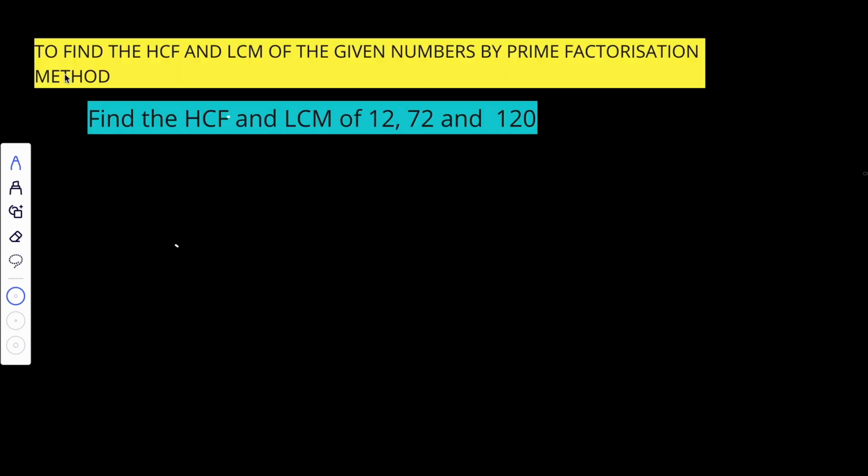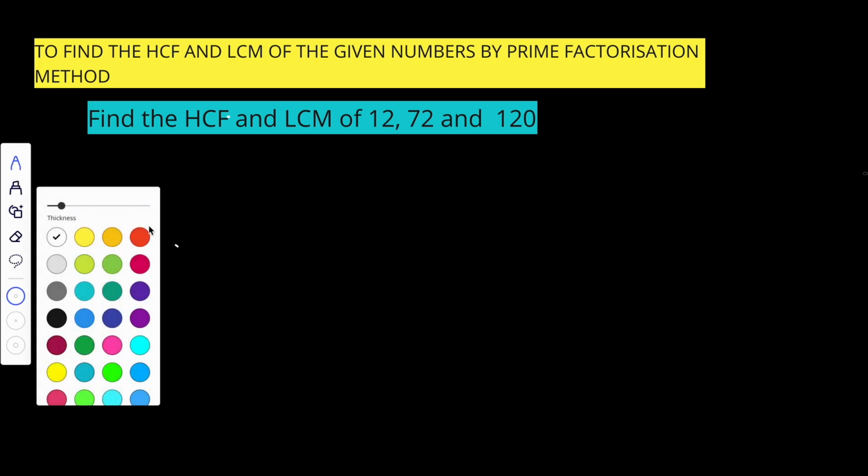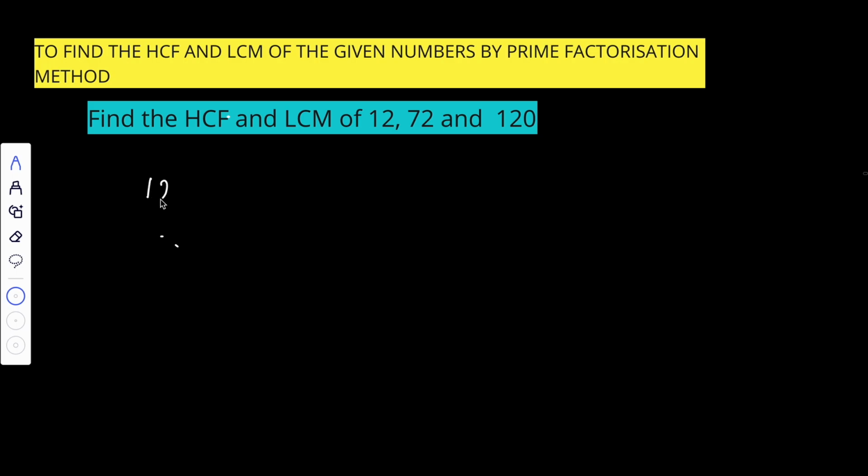Now we'll go to the next topic, to find the HCF and LCM of the given numbers by factorization method. Otherwise, it is using the fundamental theorem of arithmetic. I've taken one example here. Find the HCF and LCM of 12, 72 and 120. Here now, 12, we have to find the prime factorization. 2 6 times, 2 3 times. So it is 2 square into 3.